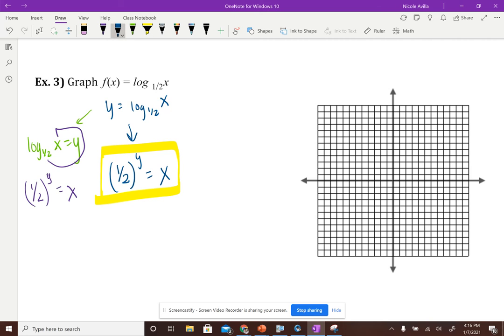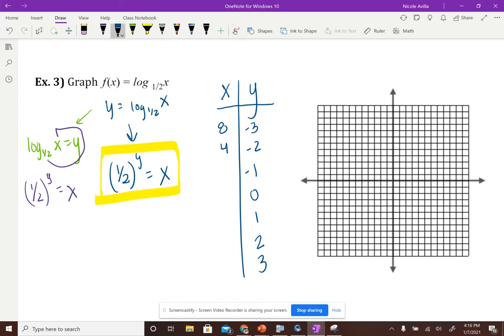Since I'm going to graph it by plugging in y values instead, I'm going to pick some y values, -3, -2, -1. Just going to pick a variety, and I'm going to plug those in for y. So 1/2 to the -3 is 8. 1/2 to the -2 is 4. 1/2 to the -1 is 2. 1/2 to the 0 is 1. 1/2 to the 1 is 1/2. 1/2 squared is 1/4, and 1/2 cubed is 1/8.